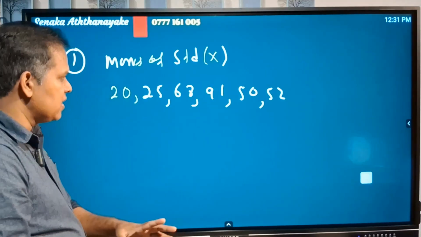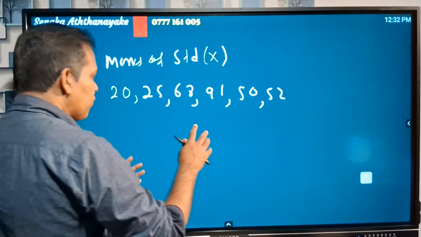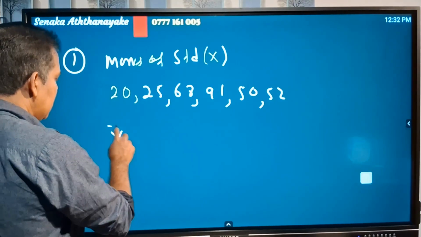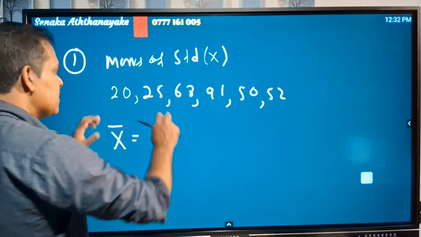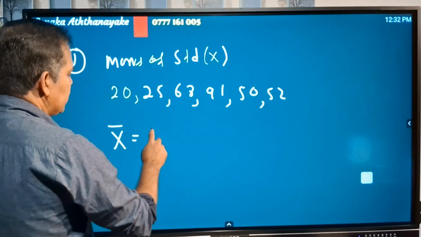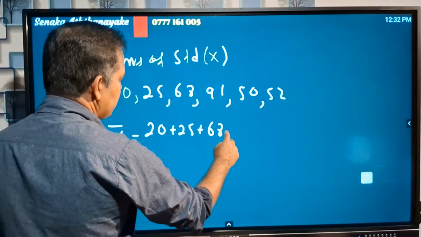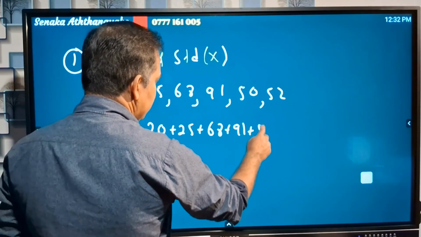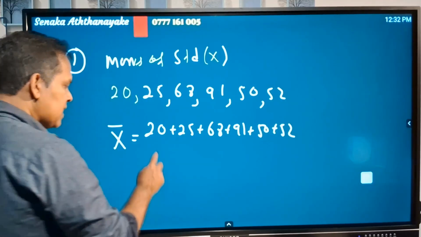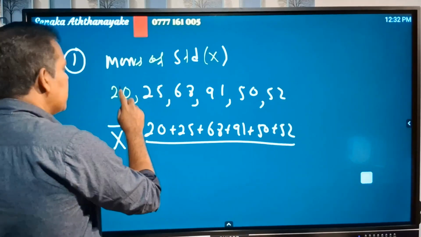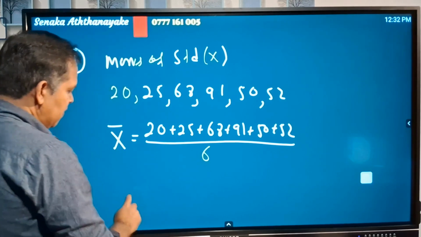Now I want to find the mean, or in other words, the average, of these 6 students. How do you calculate this? Yes, you can consider the sum of all these values: 20 plus 25 plus 68 plus 91 plus 50 plus 52. This sum should be divided by the number of data. How many data are there? 6 data. What is the answer?